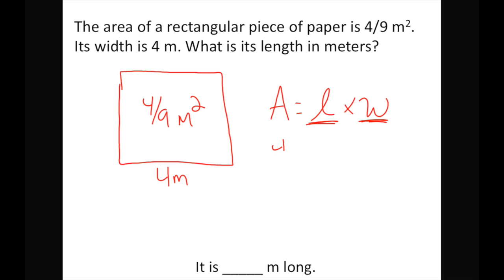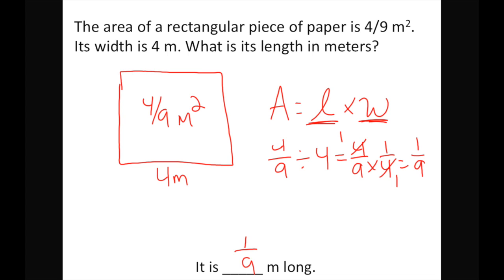4/9, which is my total, divided by 4, which gets rewritten as 4/9 times 1/4. I cross cancel and multiply. It is 1/9 meter long. This would be 1/9 meter.